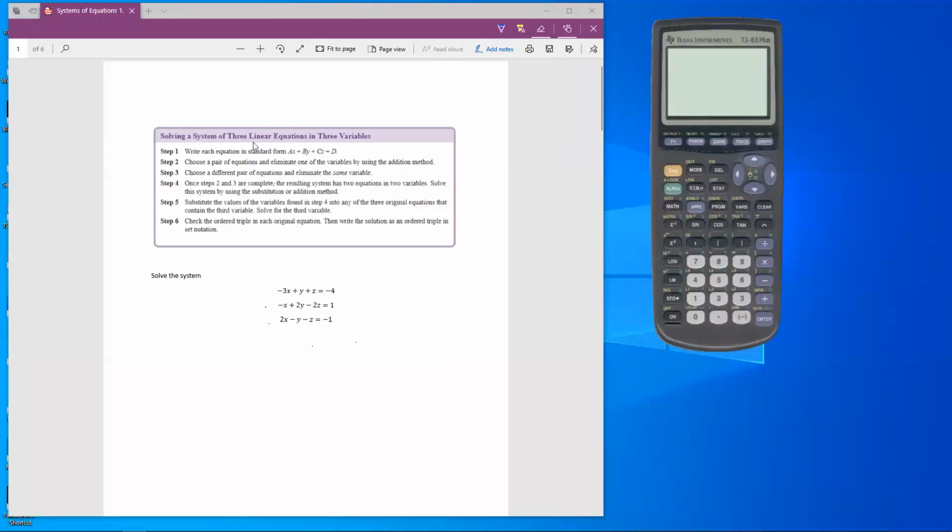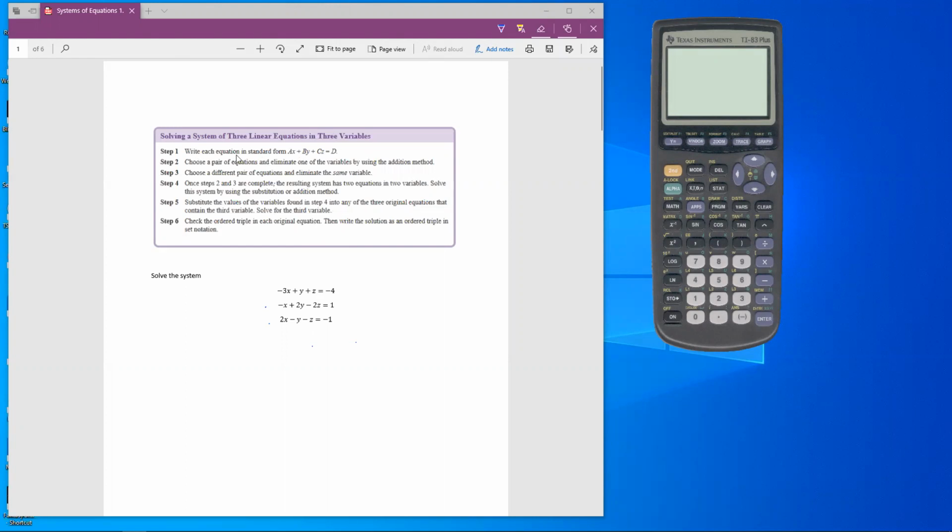All right, good afternoon. So today we're going to talk about systems of equations. In intermediate algebra, you probably did 2 by 2s here. In pre-calc, we're going to go ahead and do a 3 by 3. These are a little bit harder. They're a little bit more tedious.